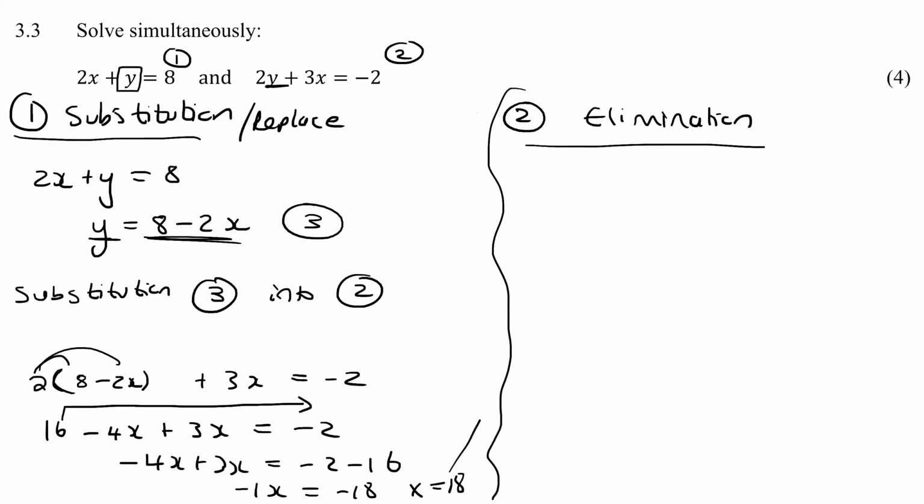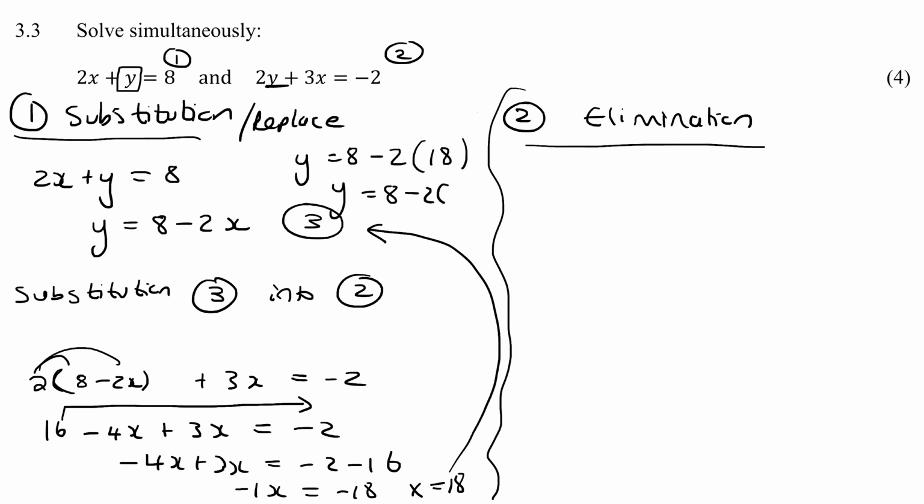So what you then do is you come back to equation number 3, because y is equal to 8 minus 2x, and we already found x as 18. And so you would end up with 8 minus 2 times 18. If you type that on the calculator, you end up with negative 28. So x is 18, y is minus 28.